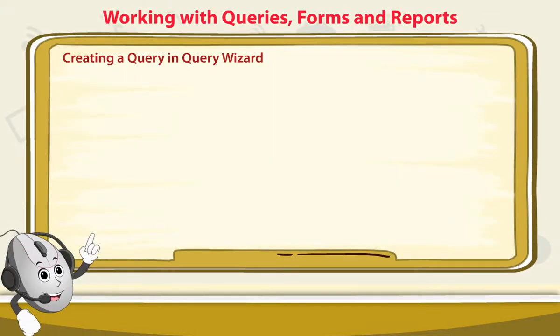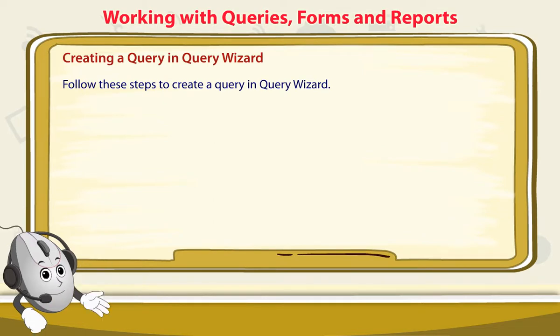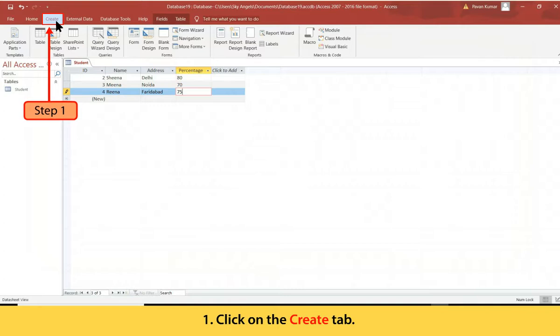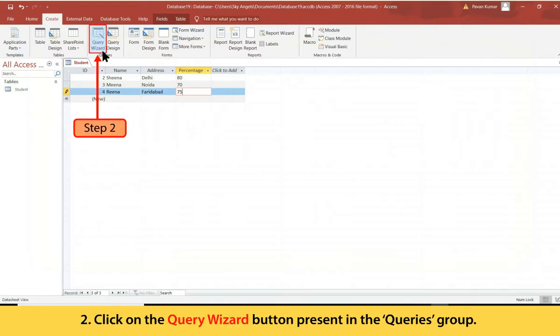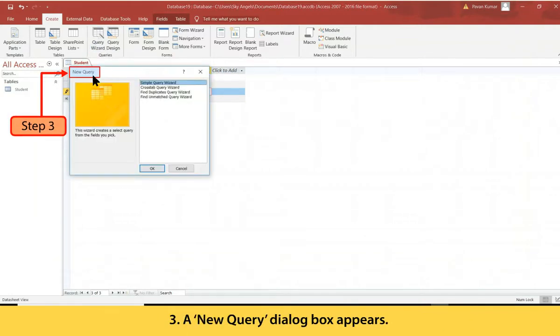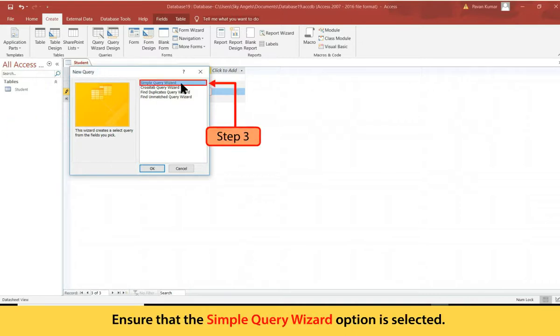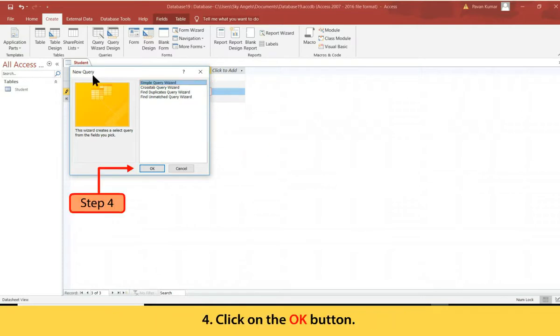Creating a query in Query Wizard. Follow these steps to create a query in Query Wizard. 1. Click on the Create tab. 2. Click on the Query Wizard button present in the Queries group. 3. A New Query dialog box appears. Ensure that the Simple Query Wizard option is selected. 4.